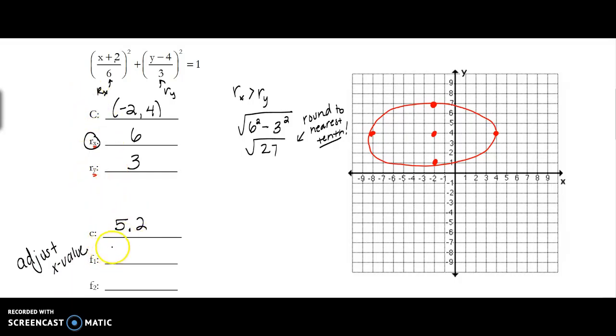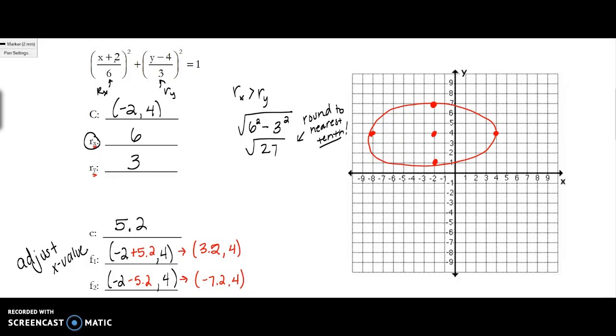Okay, so we always go back to our center. Our center was -2, 4. So I'm going to write that like this in each focal point, because then what we have to do is take this focal radius and add it to our center and also subtract it from our center. So what we would get, -2 plus 5.2, is 3.2, comma 4, and we would get -7.2, comma 4.